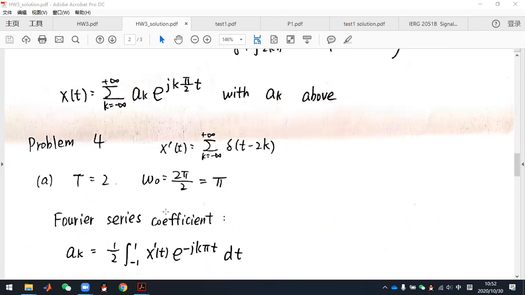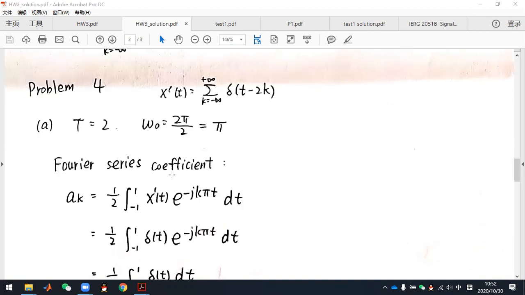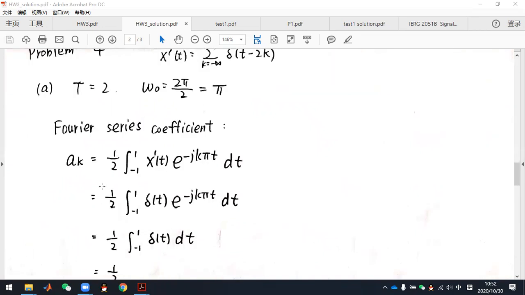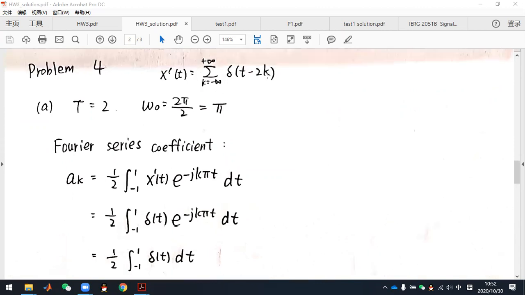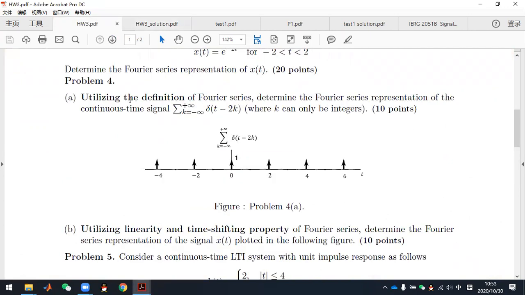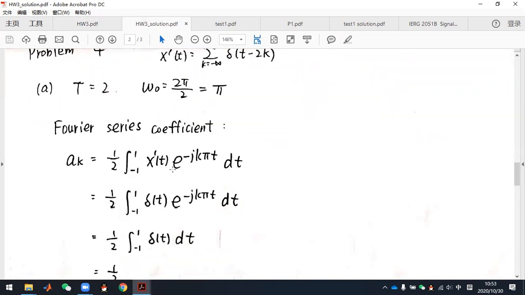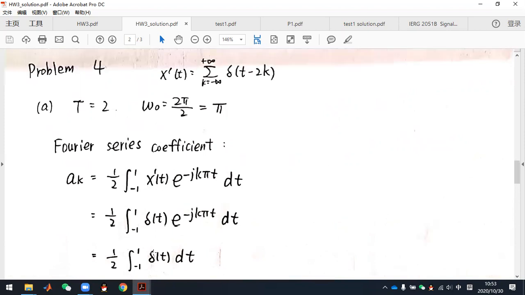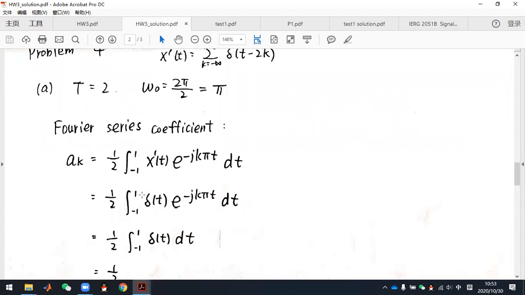Next, the Fourier series coefficient a_k, we use the standard definition of a_k. It's the integral over a period of x prime of t. I define the signal as x prime of t here because there isn't a name for the signal. You should know that when t takes the value between minus 1 and plus 1, the expression of x prime of t is just the delta of t, because in this region only one impulse is left.